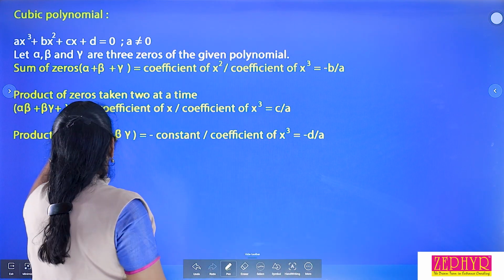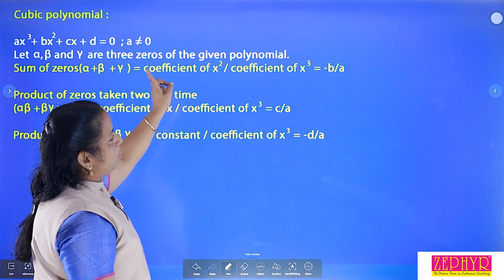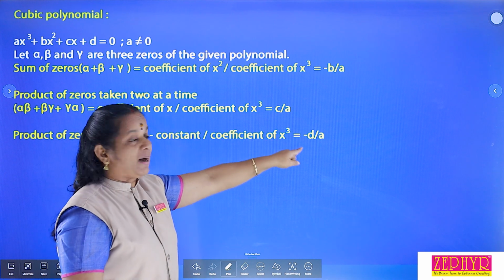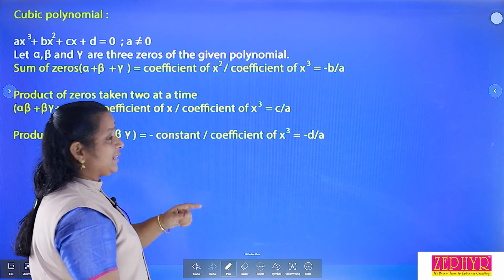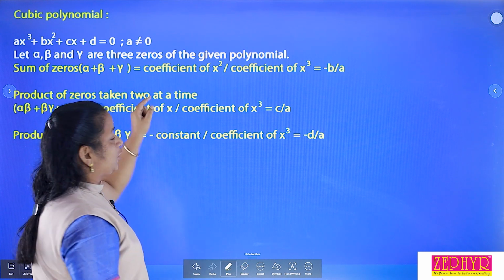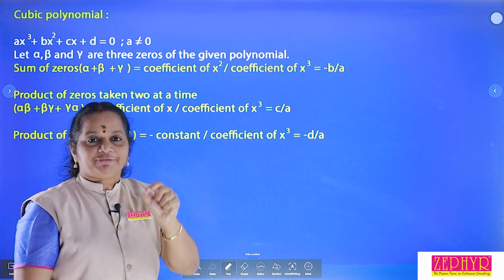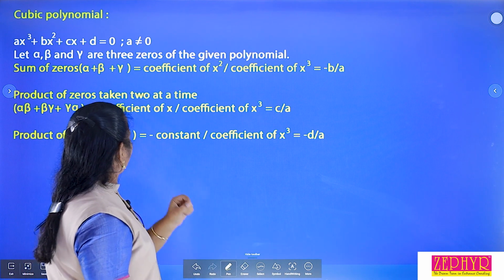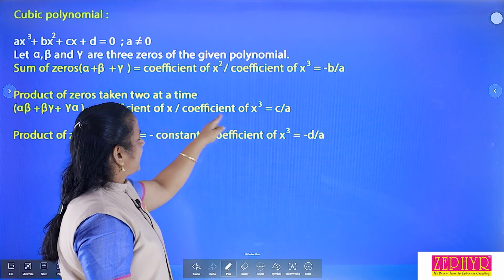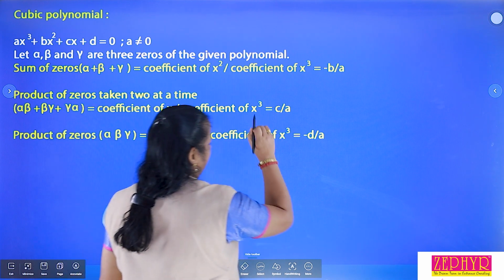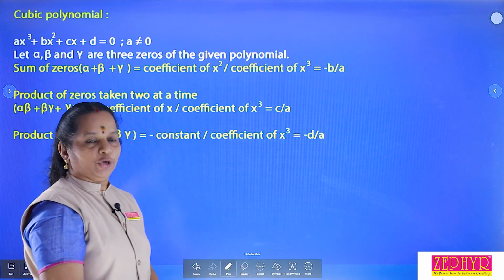Then what are the equations? The sum of the zeros is equal to minus b by a, the product of the zeros is equal to minus d by a, and there is another equation, the sum of the products of zeros taken two at a time, that is alpha into beta plus beta into gamma plus alpha into gamma, which is the coefficient of x by the coefficient of x cube, or c by a. So this is the form for a cubic polynomial.